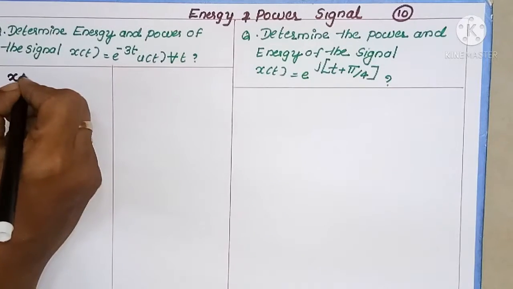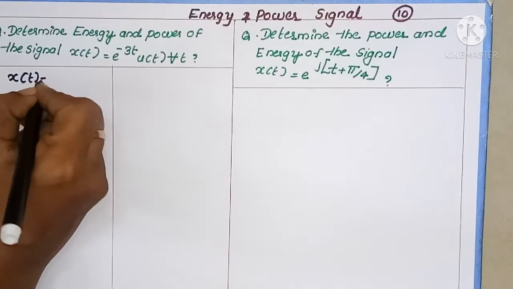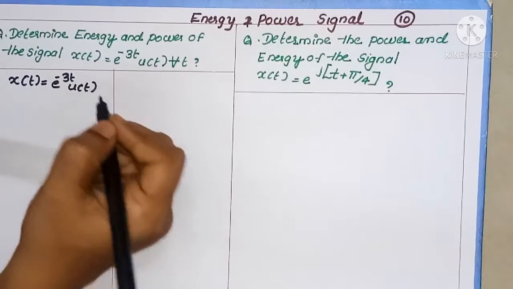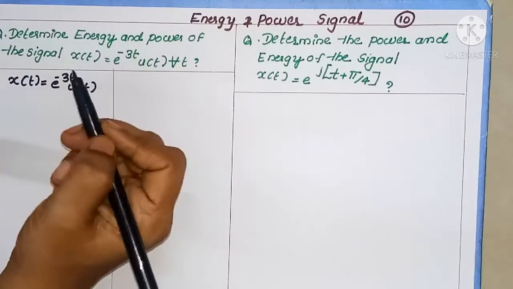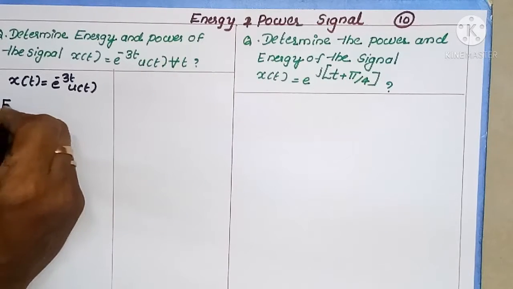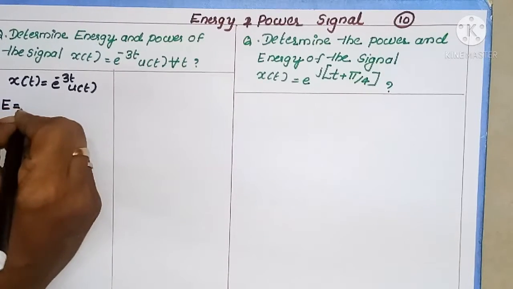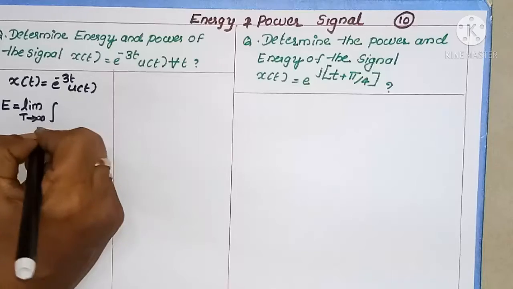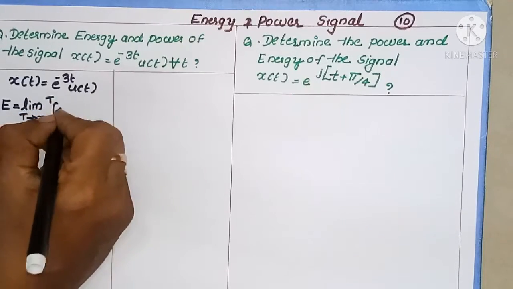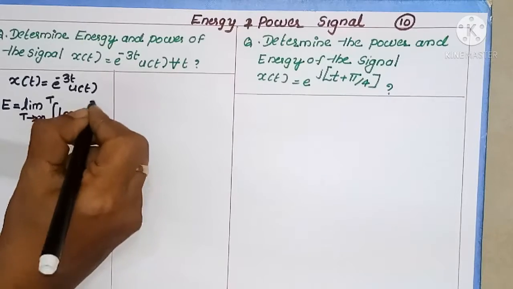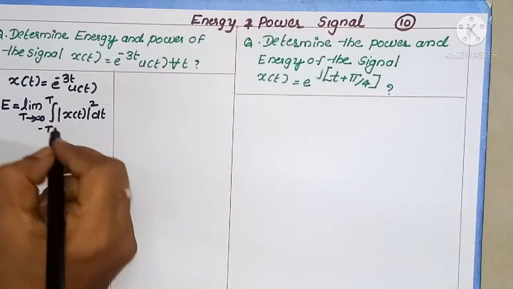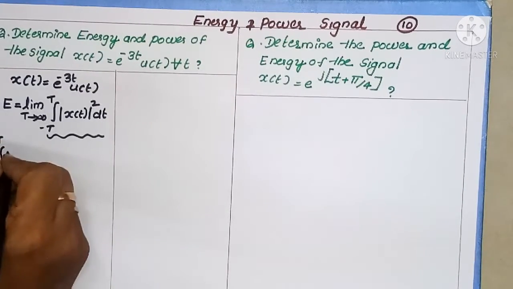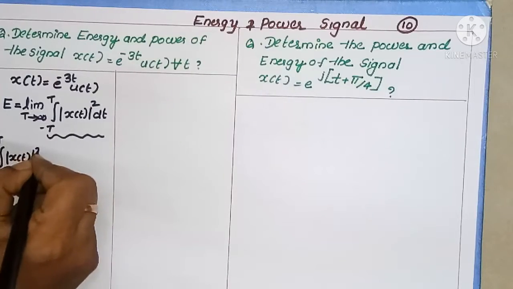For that, first we write the given signal x of t is equal to e raised to minus 3t u of t. First we are going to find the energy of this signal. What is the equation of the energy of a signal? E is equal to limit t tends to infinity integral of minus t to t modulus of x of t square dt. First we find this part only, that is the integral of minus t to t modulus of x of t square dt.